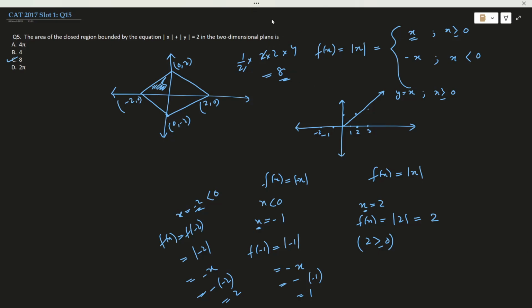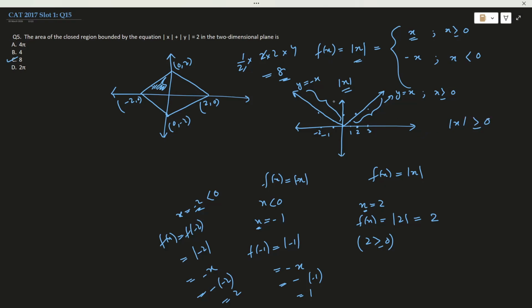This one is 1, here 1, right? So the graph will be like this. This is basically y equal to minus x, this part, and this part is y equal to x, and the entire graph is the graph of mod x. I hope you have understood the modulus function. The modulus function is always greater than or equal to 0.